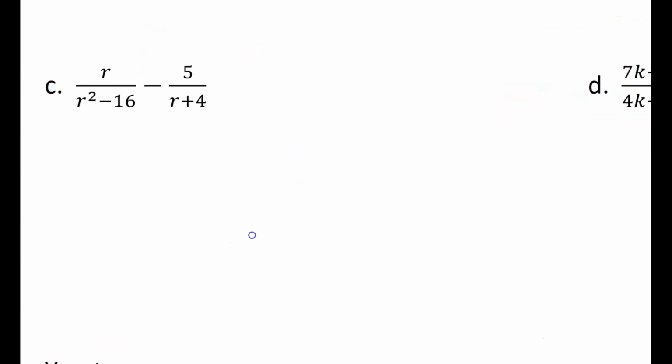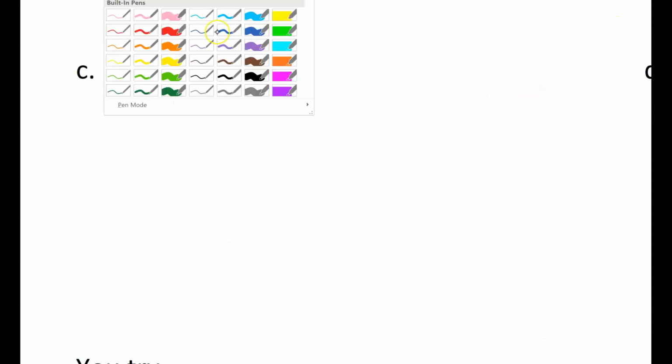Let's look at C. So looking at C, we've got r over r squared minus 16 minus 5 over r plus 4. Is there anything that stands out to you about this one? Yes. What is it? Difference of two squares.